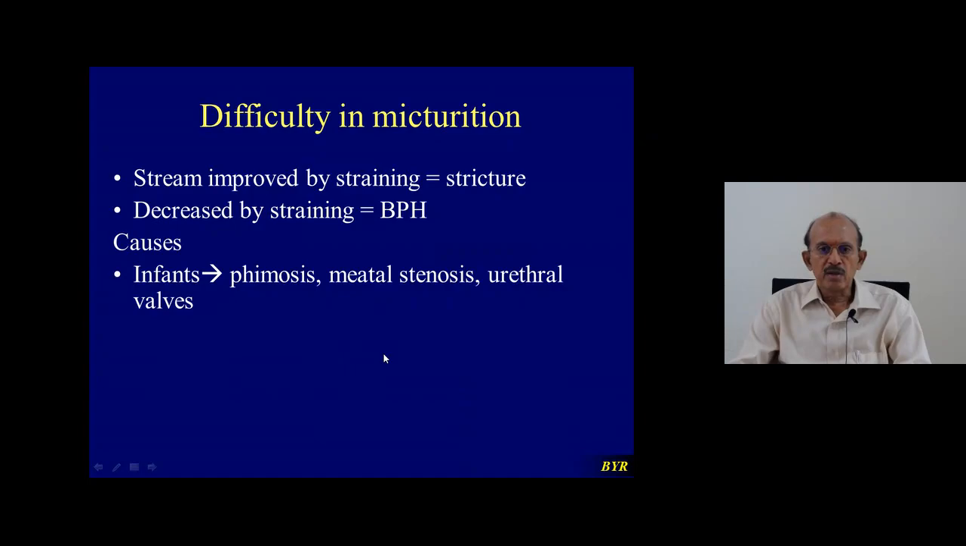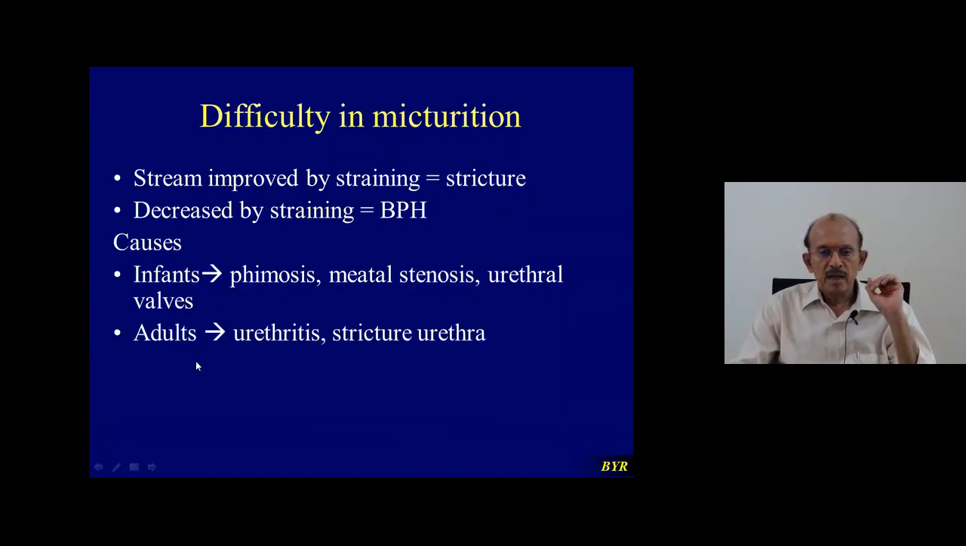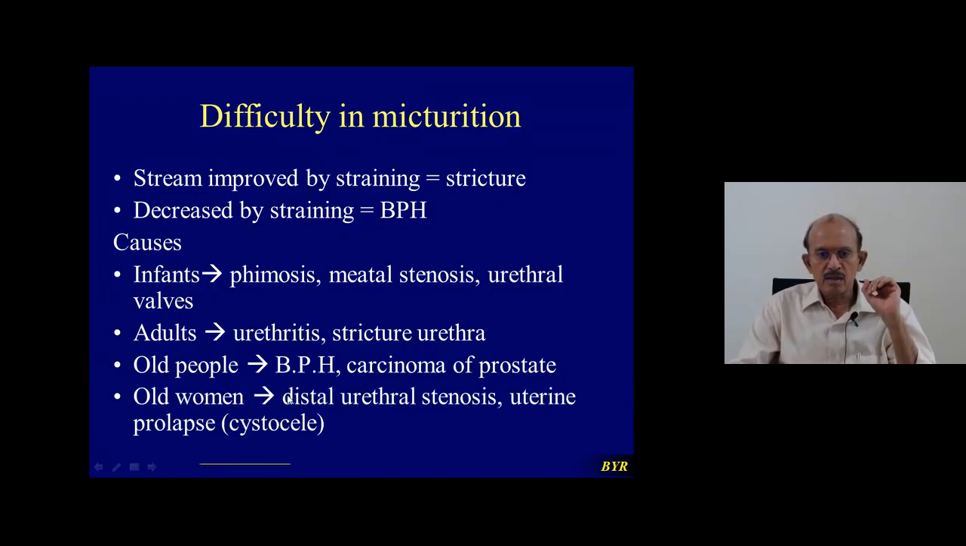Causes of difficulty in micturition: in infants due to phimosis, meatal stenosis, urethral valves. That means whenever there is some obstruction to the urine outflow, there will be this problem of difficulty. In adults, it is due to urethritis and stricture urethra. In elderly people, due to benign prostatic hypertrophy, carcinoma of the prostate. And in elderly women, due to distal urethral stenosis, uterine prolapse.